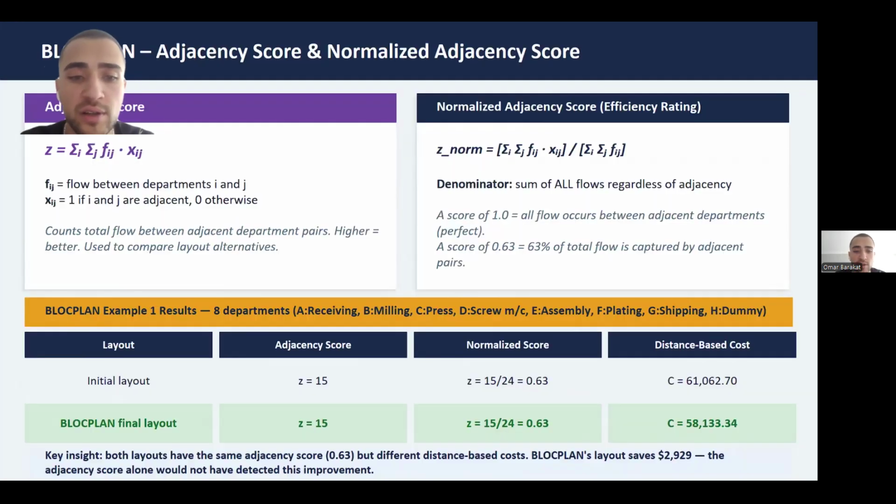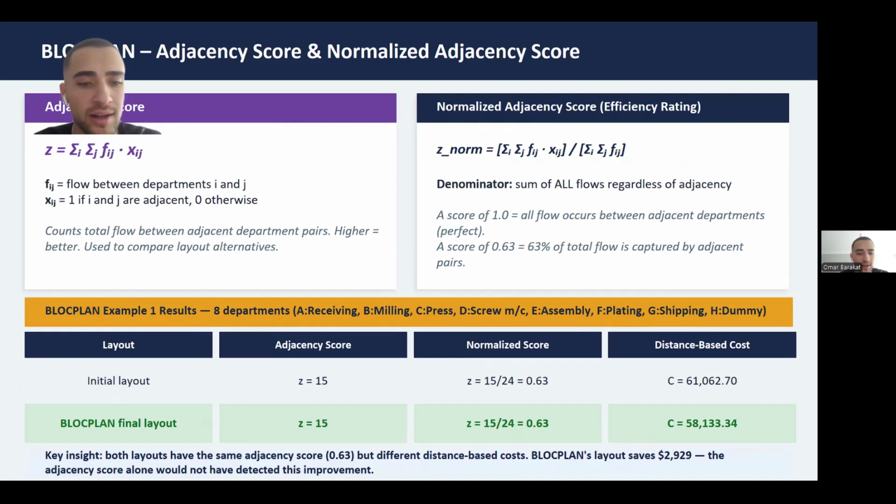BlockPlan evaluates layouts using two scores. The adjacency score, where Xij equals 1 if the departments i and j are adjacent. This sums the flow weight for every adjacent pair. The normalized adjacency score, also called the efficiency rating, is equal to, as you can see here, the adjacency score divided by the denominator. The denominator is the sum of all flow weights, regardless of the adjacency.